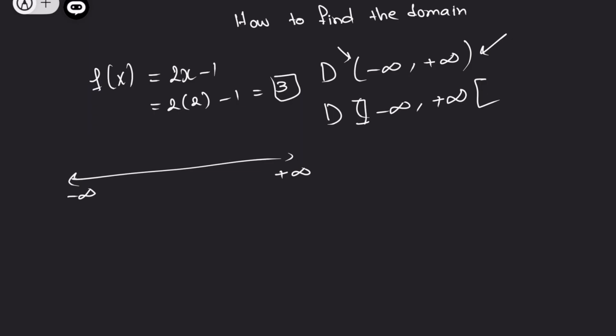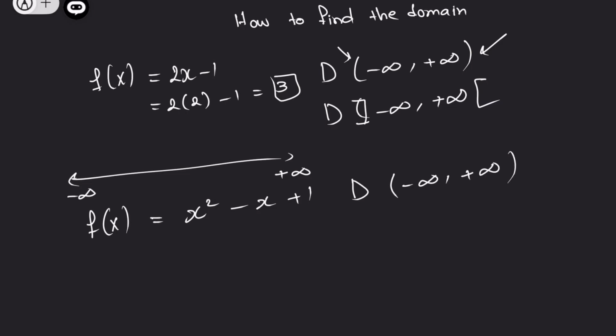Let's take another example. f(x) = x squared - x + 1. The domain of this function again is what? Negative infinity, positive infinity. That means here we include all the values and we do not include negative infinity and positive infinity. Try by yourself, replace any number here you want. By the end you will have an answer. That means my function is defined.